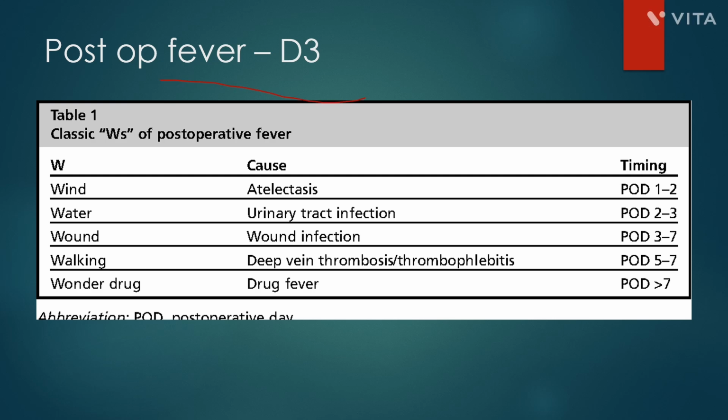A post-op fever. The question was on day 3, but you have to know which are the usual causes of fever. First day, it is wind, which is atelectasis. Day 3 and all, it's water, which is UTI, especially in a catheterized individual after operation. Then wound, especially if there is signs of wound infection like pus discharge or redness or tenderness. Then walking, especially after a period of immobilization, which can predispose to pulmonary embolism in a patient with DVT. Then any day, not just more than 7, any day it could be drug-induced fever.